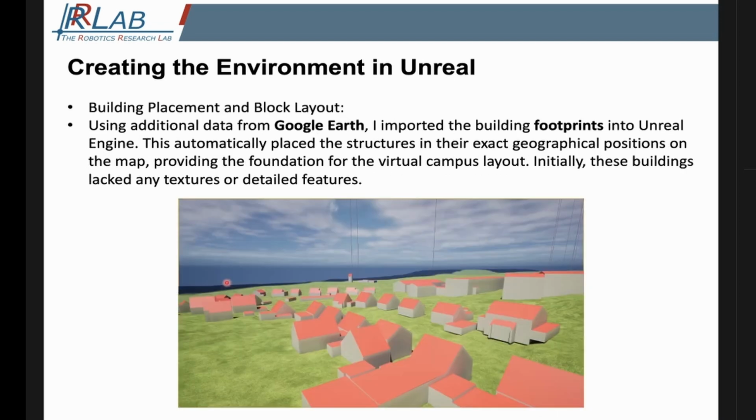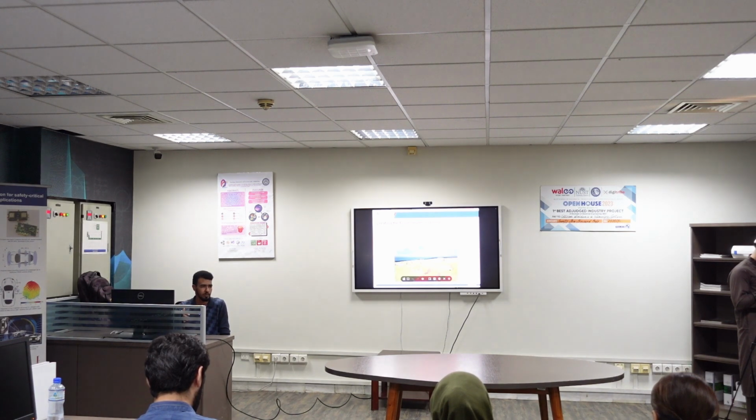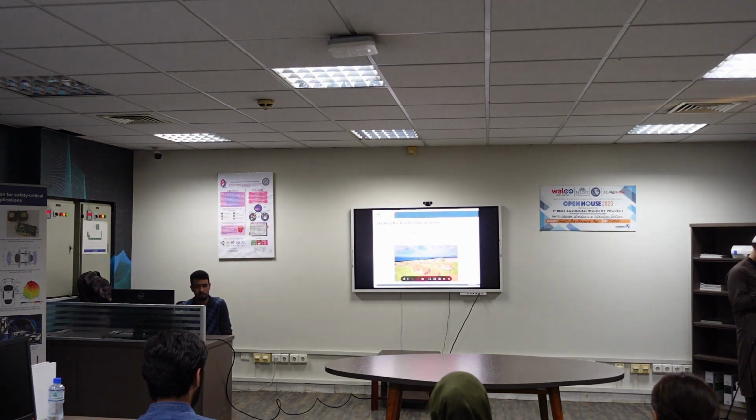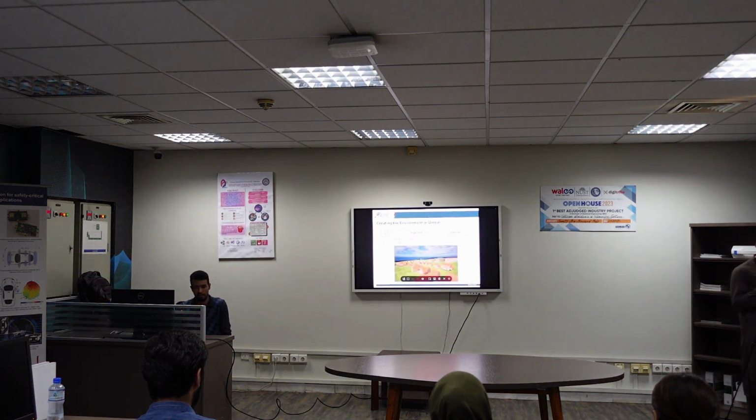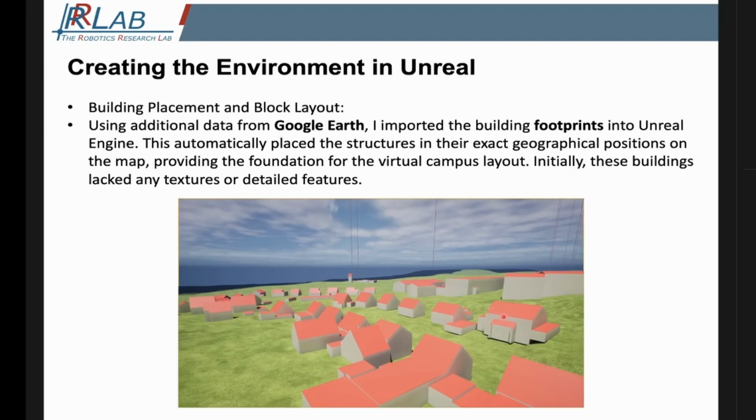After that, the addition of buildings. To add buildings, I imported the data from Google Earth. We can import these footprints, and you can see that they are placed on the terrain in a nice way. This is all done just by importing the data. I have not done much in this step. You can see that the buildings are sitting on the terrain. The thing is, the buildings don't have any texture or any images to them. They are just some blocks.